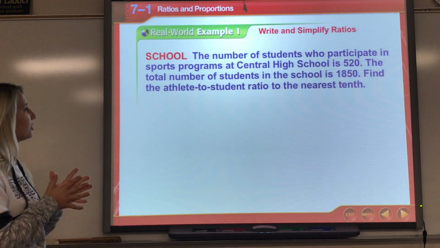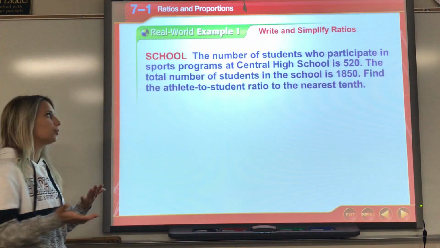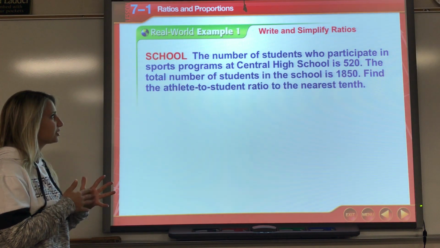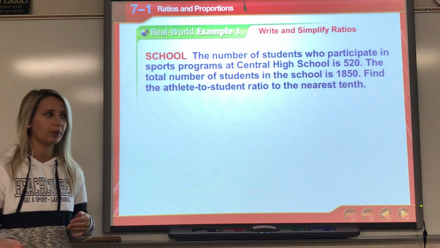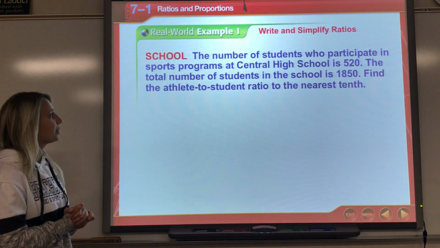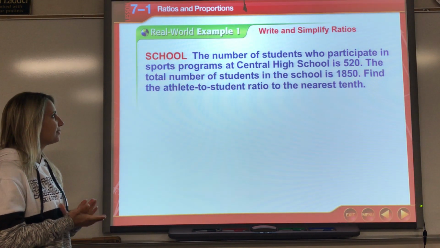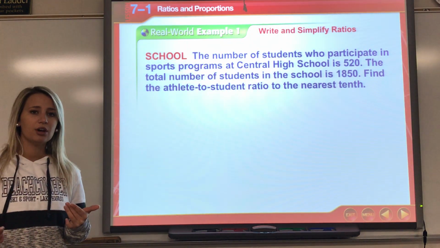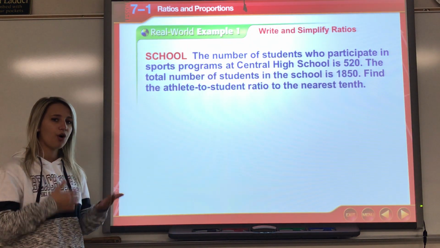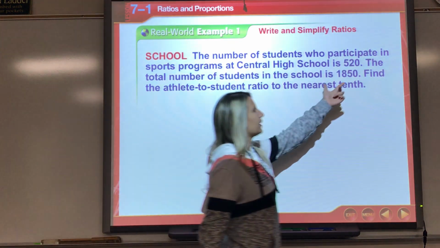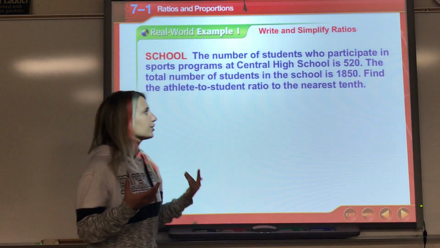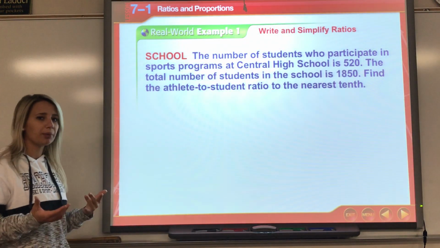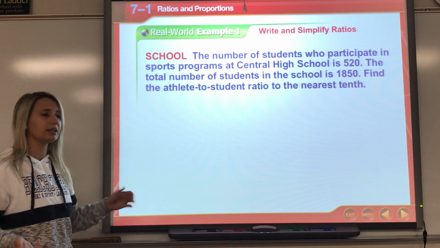Okay, so here's a real-world example. We're talking about students in schools. The number of students who participate in the sports programs at Central High School is 520. The total number of students in the school is 1850. We have to find the athlete to student ratio to the nearest tenth. So what we'll do is take the part over the whole. Our part is this 520 students over the whole, which is this 1850. And when we divide those two numbers, we'll get that ratio to the nearest tenth.